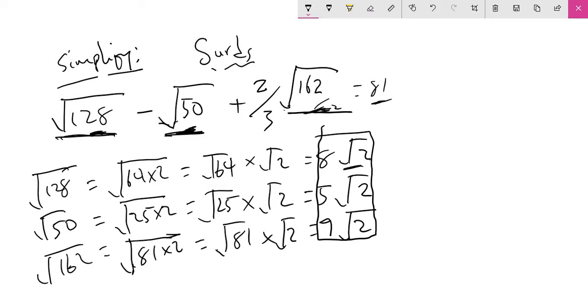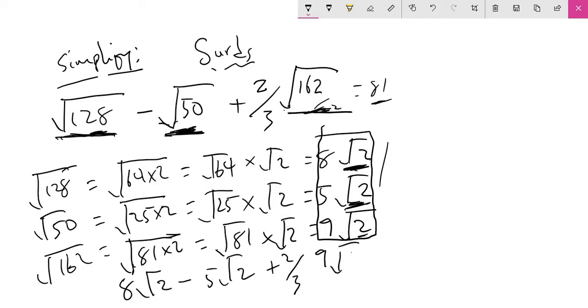And you see some neat little thing here. Everything is in root 2, so meaning we can add them easily. So in place of these, we actually write out all these. So this is given by 8 root 2 minus, in place of root 50, 5 root 2, plus 2 over 3 times root 162, which is 9 root 2. Now we can see that over here we have 2 over 3 times 9, so we can do a little simplification.